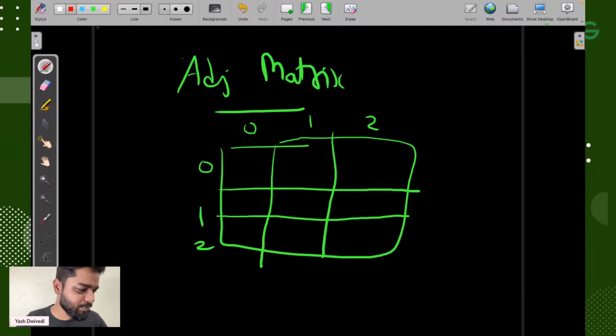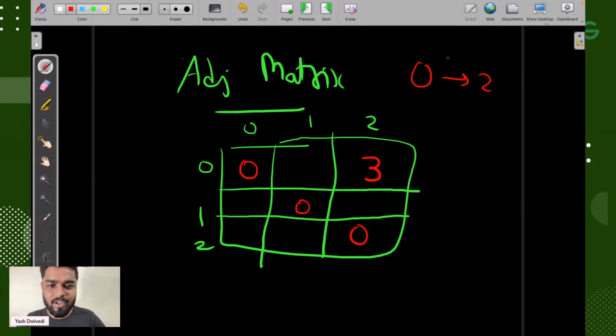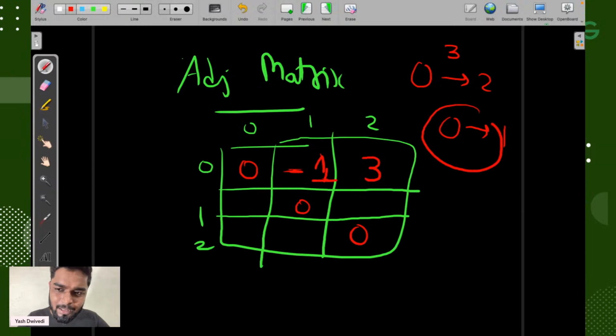Now if you see here, suppose this is 0, this is 0. If I talk about 0 to 2, if there is a direct path from 0 to 2 in terms of the graph, let's say its value is 3. But if there is no direct path from 0 to 1, then they will mark it as -1. They will mark a particular path as -1. If the 0 to 1 path does not exist directly, it will be marked as -1. Is that clear to everyone?